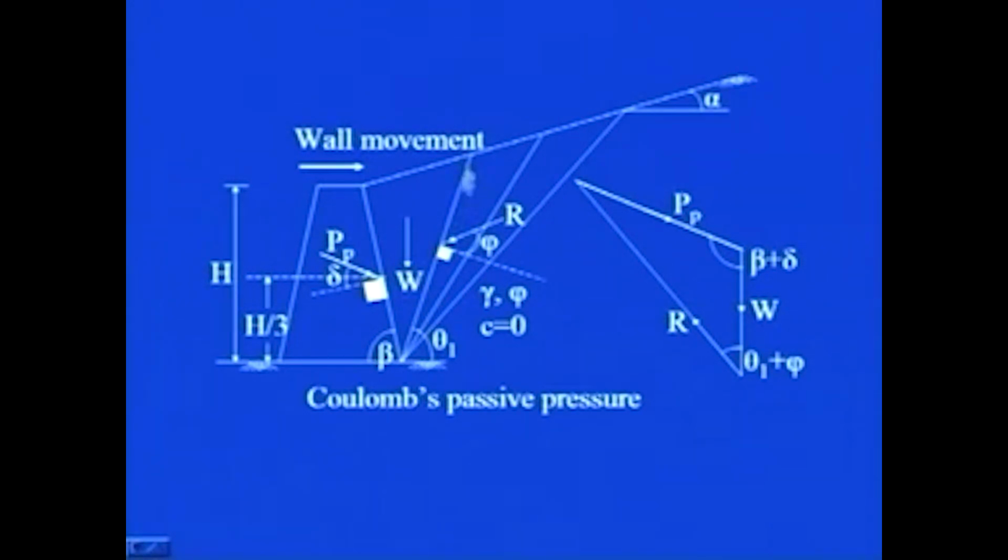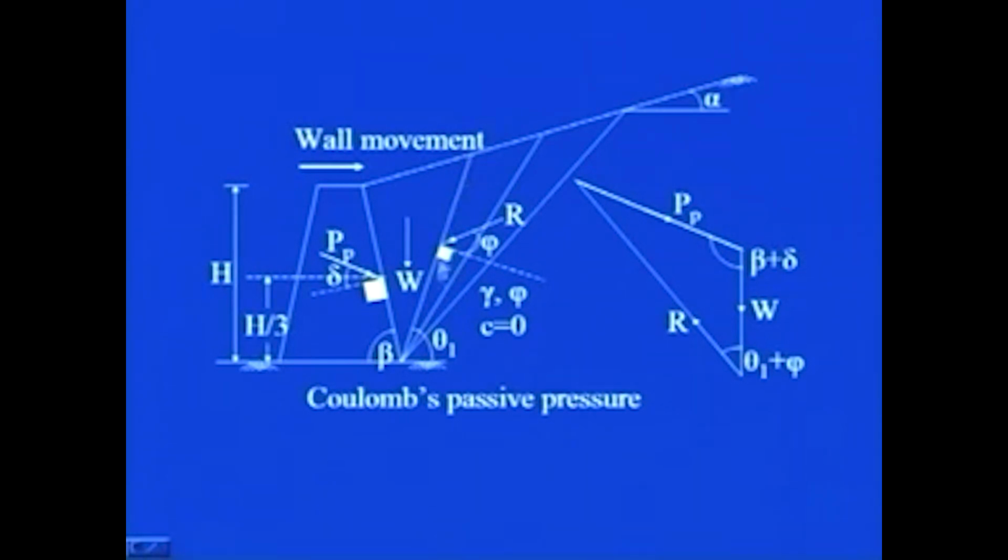Then at this particular phase, what will happen? The failure is taking place along this wedge. So, the soil will have a tendency to move relatively. You will be getting a normal component and a shear component of forces whose resultant is shown here in this figure as R, which will be acting at an angle of phi from the normal to this trial wedge.